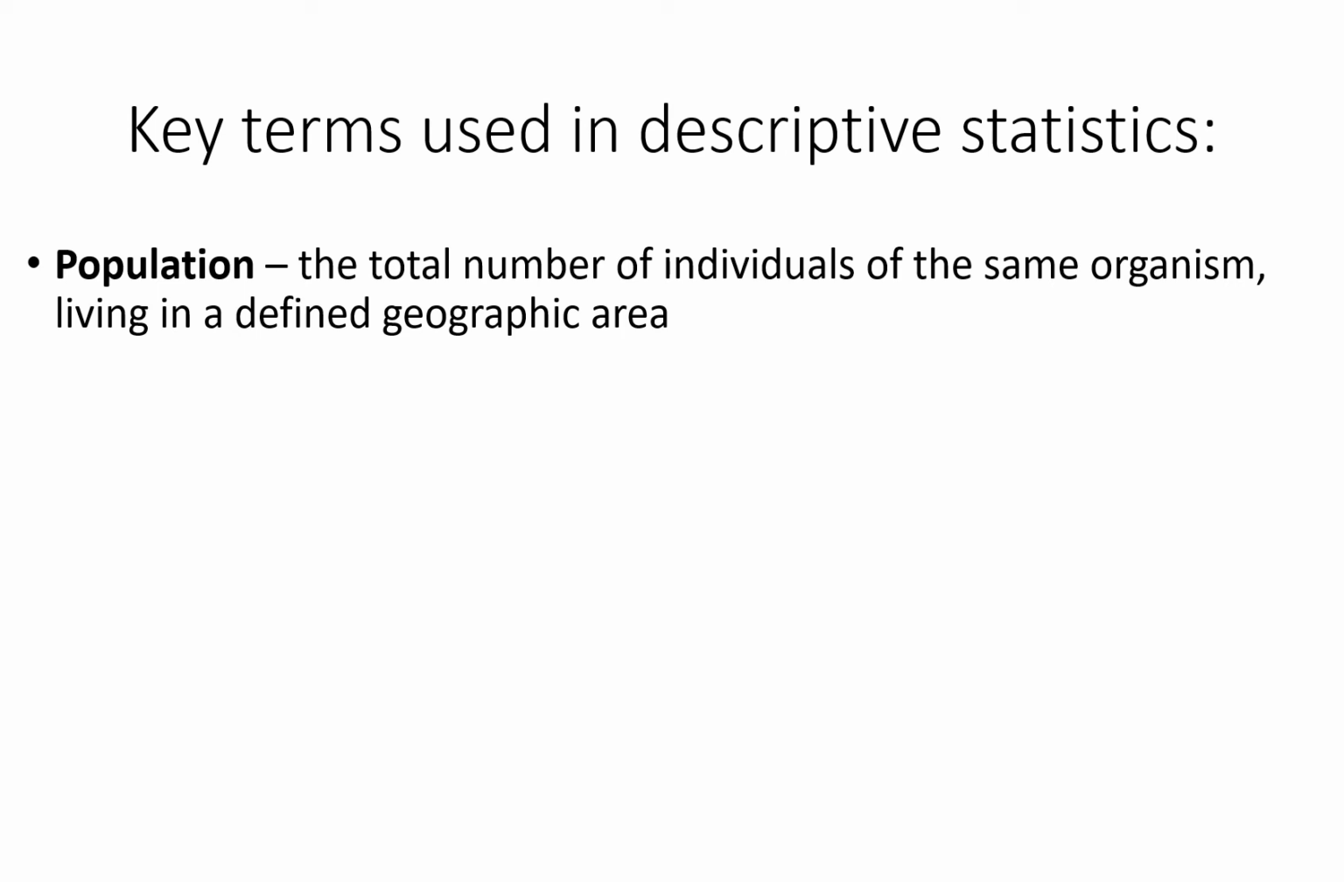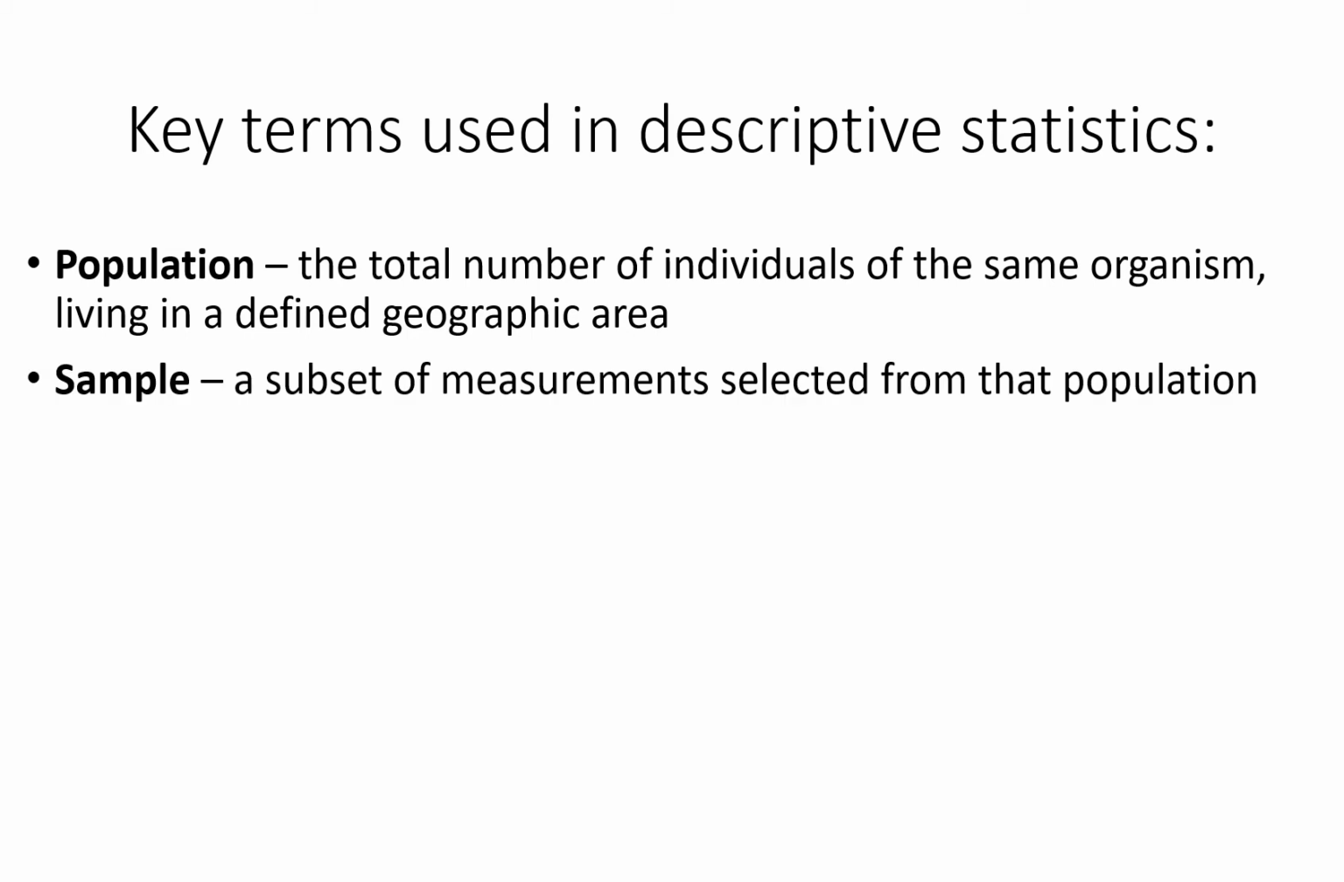An example would be the population of white-tailed deer in northeastern US. I will use the deer example to illustrate the rest of the terms. A sample, or a statistical sample, is a subset of measures selected from the population. An example of a sample would be deer harvested on the first day of rifle season.